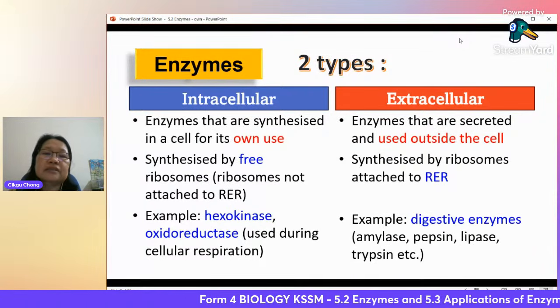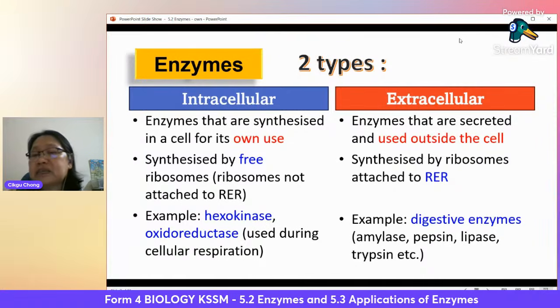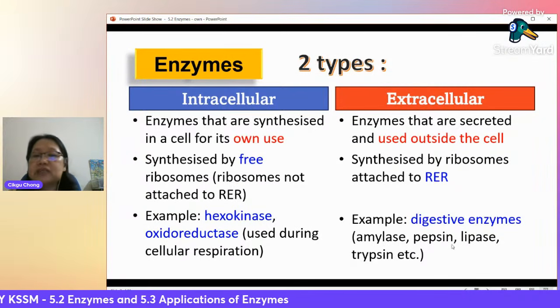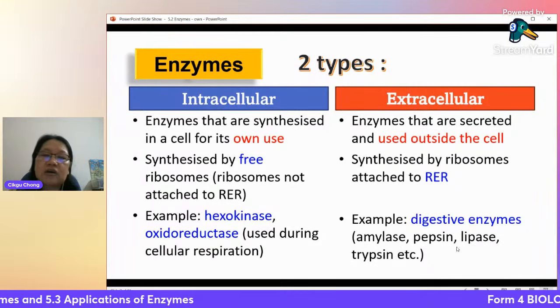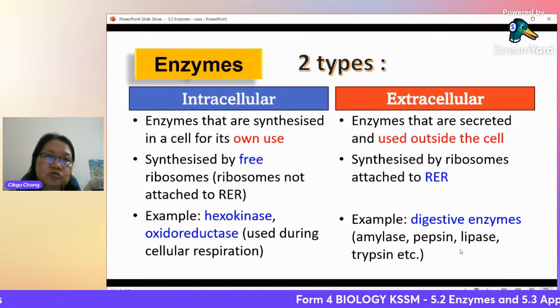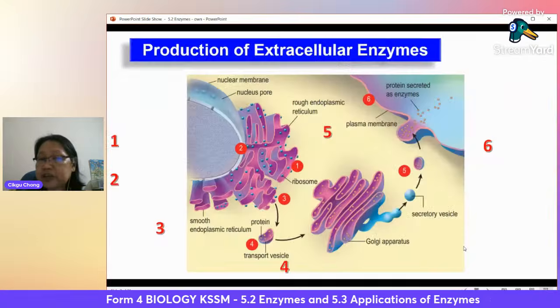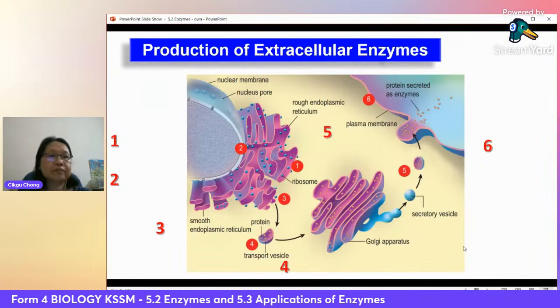Hexagon. Next example of extracellular enzyme are all these digestive juices, digestive enzymes: amylase, pepsin, trypsin, lipase, sucrase, maltase, and so on. All right, okay, this is very simple, very easy. Now let's go to the next part.